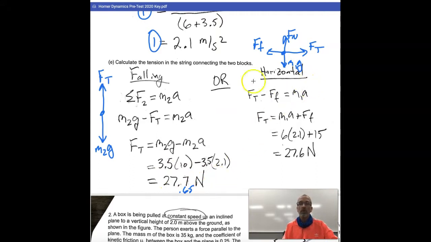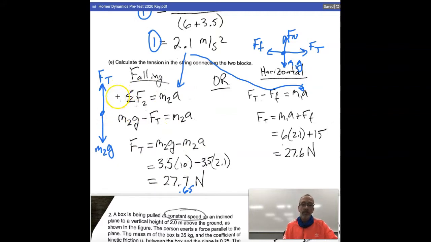You could also do it horizontally. So we could say Ft minus Ff equals mass 1 times acceleration. Now where did that acceleration come from? Remember, it came from here. So on the test, if you make a mistake and you calculate the acceleration wrong, as long as you plug that number into this equation and everything here is fine, you'll get full points.